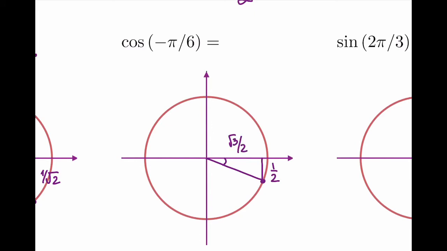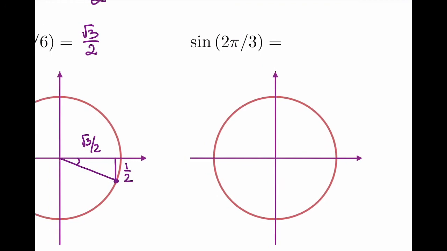I'm asked for the cosine value, meaning the x value. The x value, or the x-coordinate, is of course the length along the x-axis, which is this value right here, and it's on the positive side, so we get √3/2.